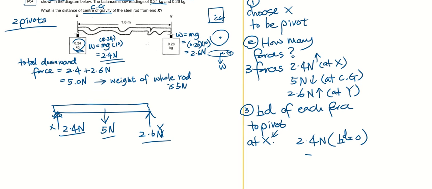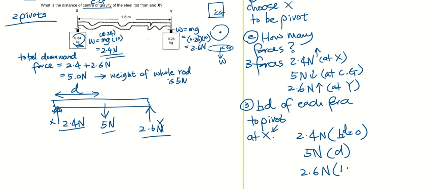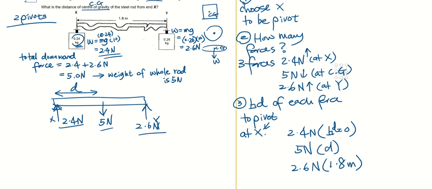Okay. Now, how about the 5 Newton? Maybe I can let this distance be D. Because we don't know where the CG is, I'm trying to find where the CG is. Is it closer to X or is it closer to Y? So I don't know the distance, but since I choose X to be the pivot, I will let the distance between the 5 Newton and the pivot be D. Then for the 2.6 Newton, the perpendicular distance is actually 1.8 meters because it is the entire length of this rod. So this is step 3.